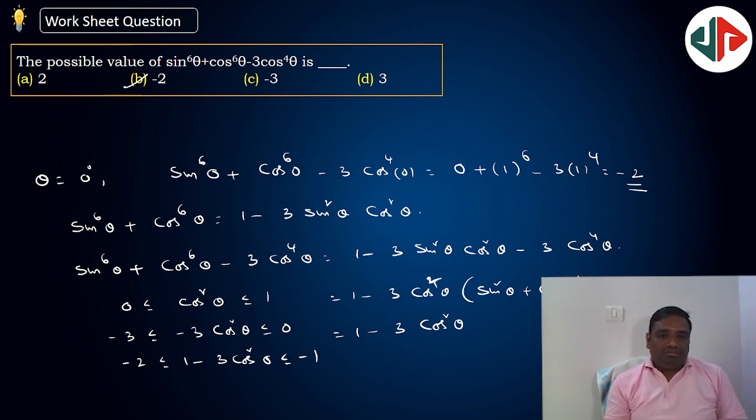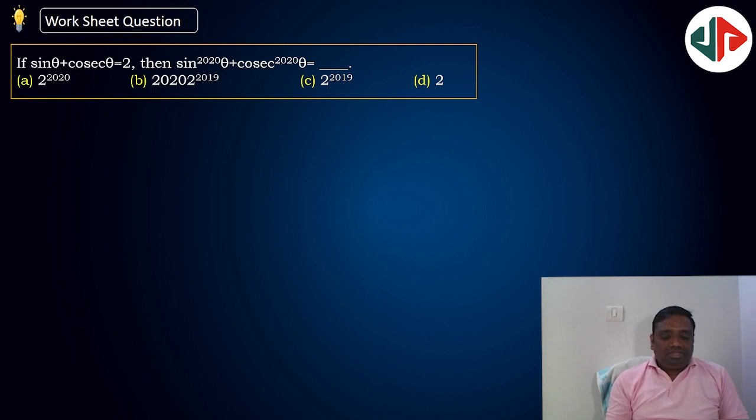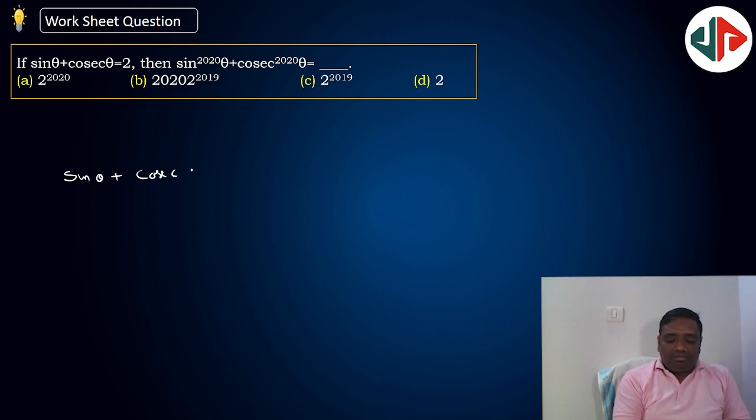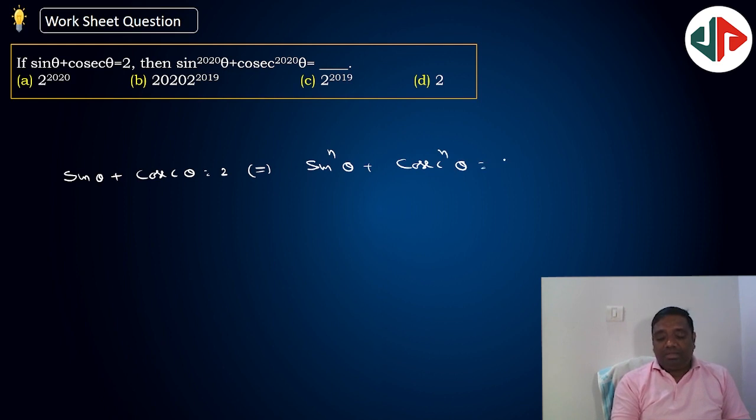Possible values. And this is also a standard form: sine theta plus cosecant theta is equal to 2 if and only if sine power n theta plus cosecant power n theta, where n is any natural number, is always equal to 2. When n is any natural number, it is always a standard form.